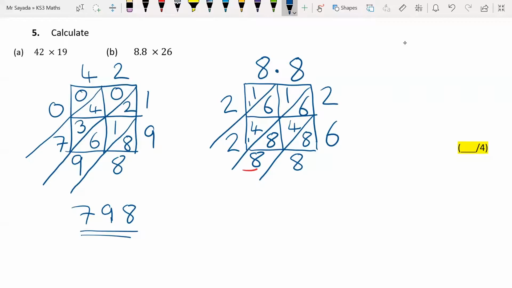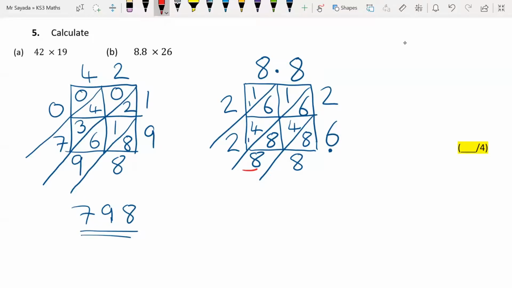Now we're not finished. We need to work out where the decimal point goes. So to do that, we need to go down from the decimal point on the top and left from the decimal point on the right. But where is the decimal point on the number 26? Say to the video where you think the decimal point is on the number 26. Hopefully you've said that the decimal point is after the number.